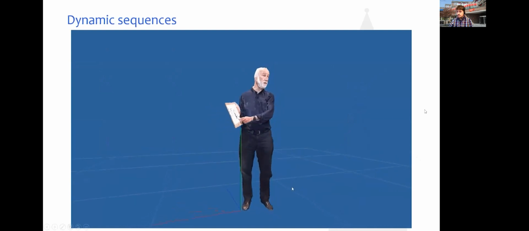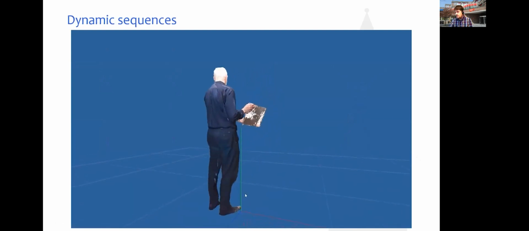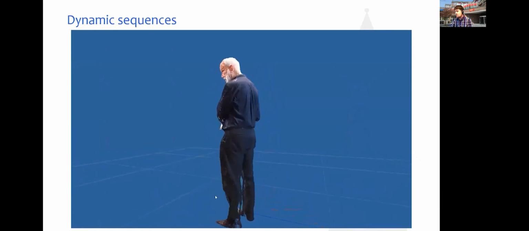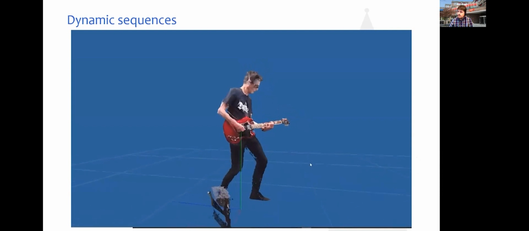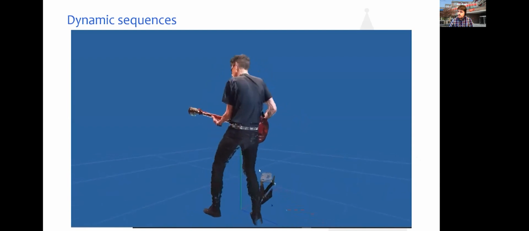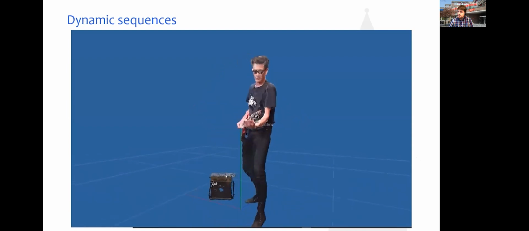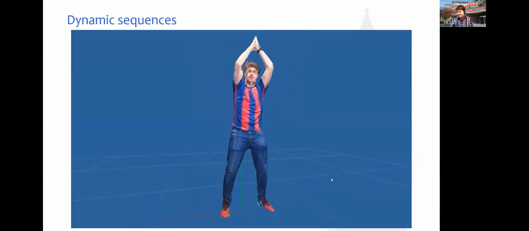Here you have some examples of the dynamic sequences rendered with our CWIPC view tool. A professor, a guitarist, and this is me dancing YMCA.